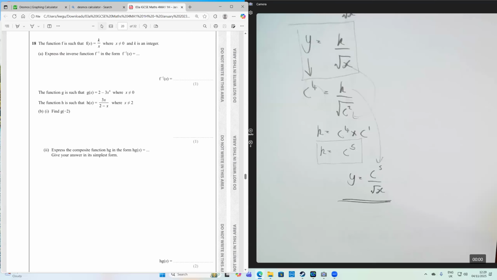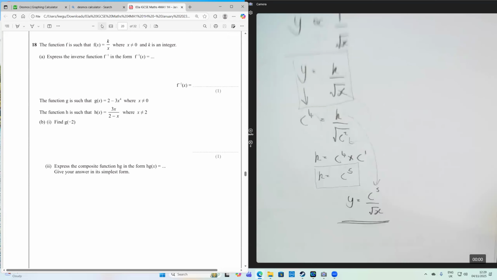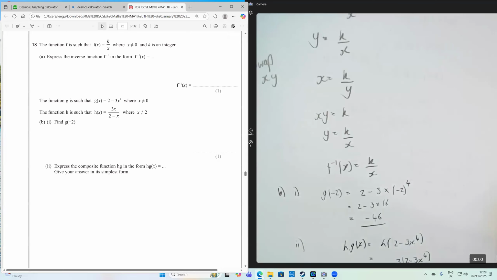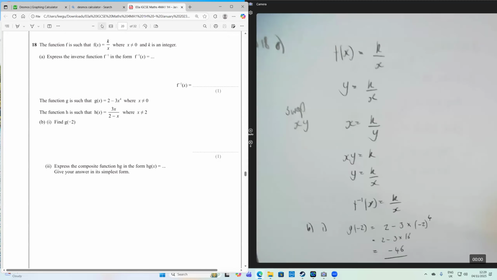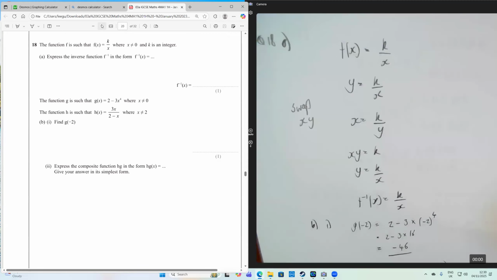Next one, question 18. Nice little bit of functions now. Okay, what have we got here? It says the function f of x is such that f of x is equal to k over x, where x is not equal to 0 and k is an integer. Find the inverse function f to the minus 1 of x in the form f to the minus 1 of x equals. Now, it's only worth 1 mark, but let's think about what our steps are for finding an inverse function.